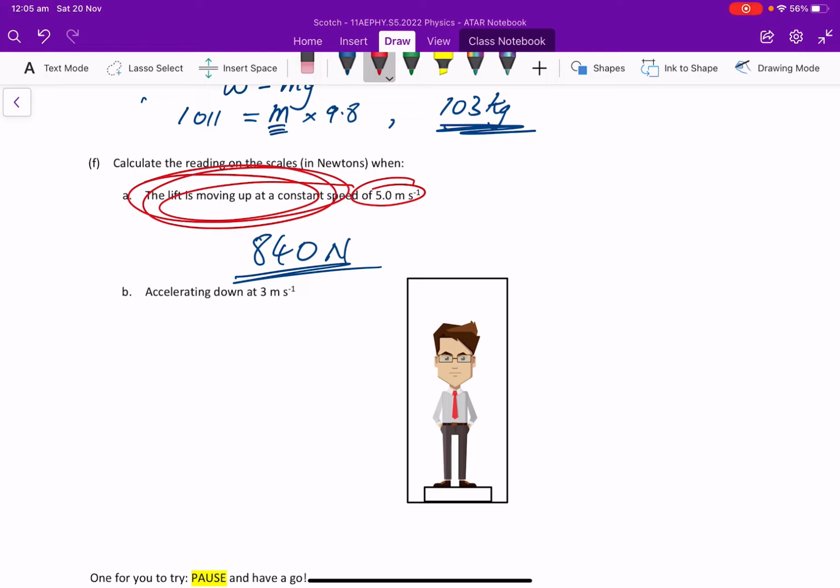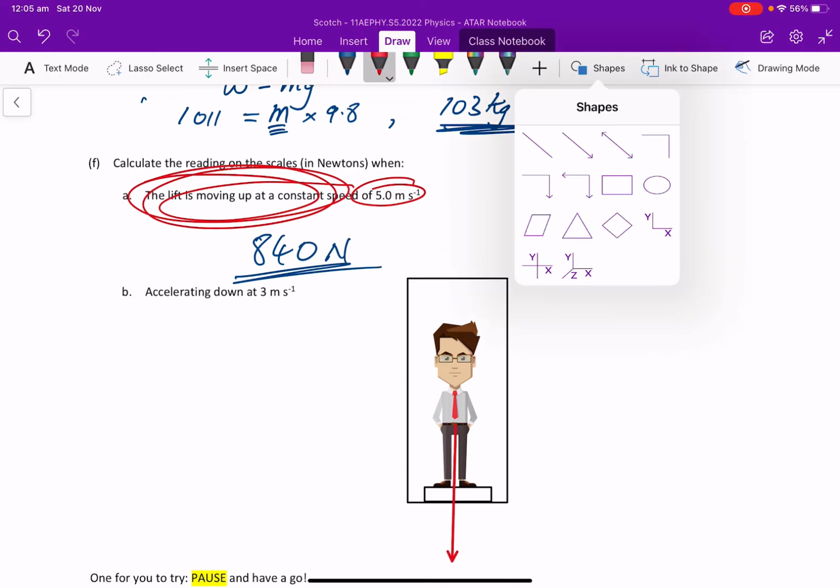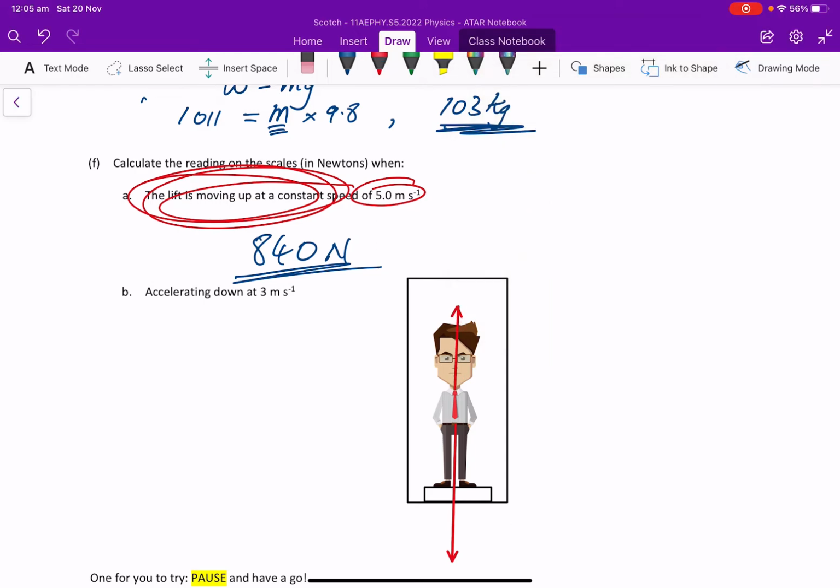All right. So what have I got here? Starting from scratch, it's accelerating down, so the downward force I'm going to draw as a bigger arrow than the upward force, because the upward force, the normal reaction force from the scales, is going to be smaller this time. This time it's accelerating down, so the force down, which is weight, is bigger than the normal reaction force by an amount equal to ma. So the sum of the forces is equal to ma.